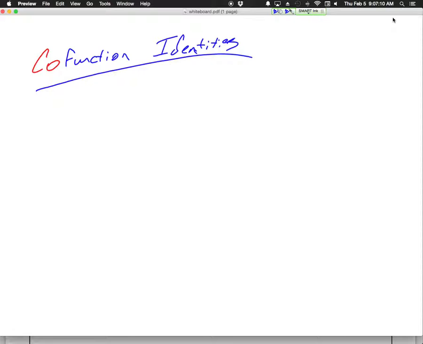Cofunction identities. That means that there are functions that are cofunctions of each other. What do you think the cofunction of sine is? That's how you spell sine, S-I-N-E. What is the cofunction of sine? Cosine. What the heck? It's too simple. Yeah, that was your trick.